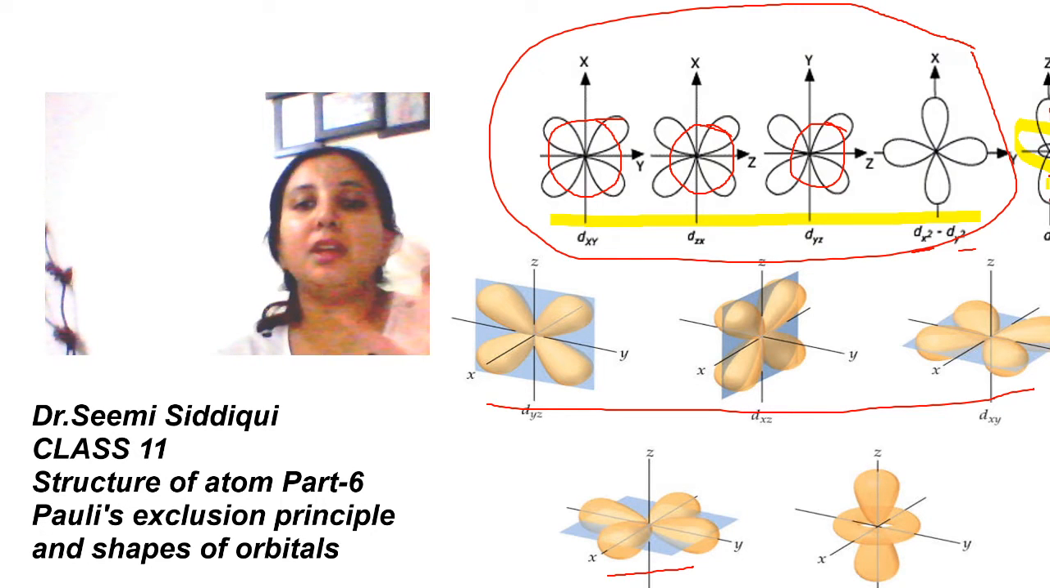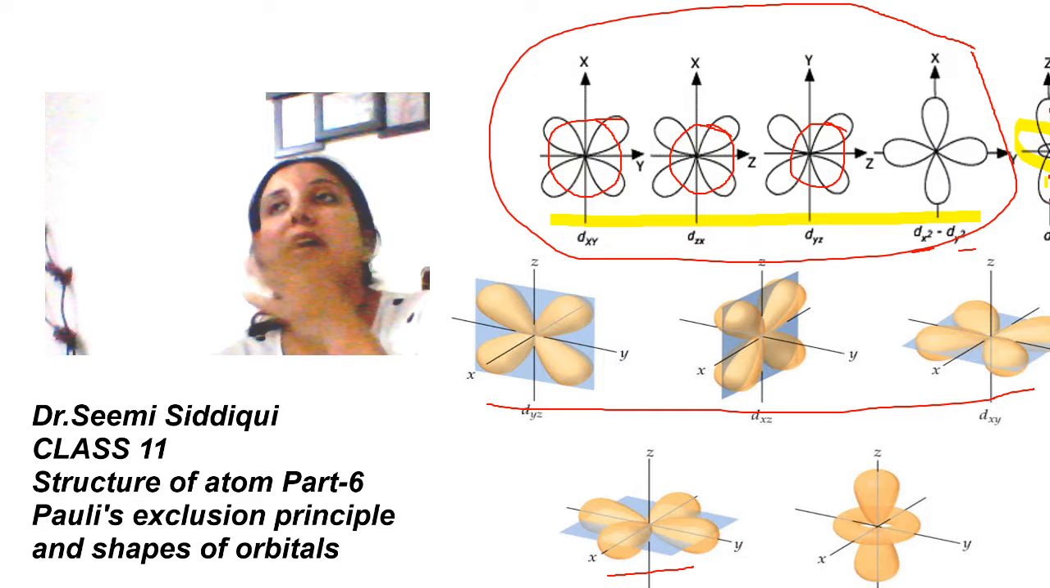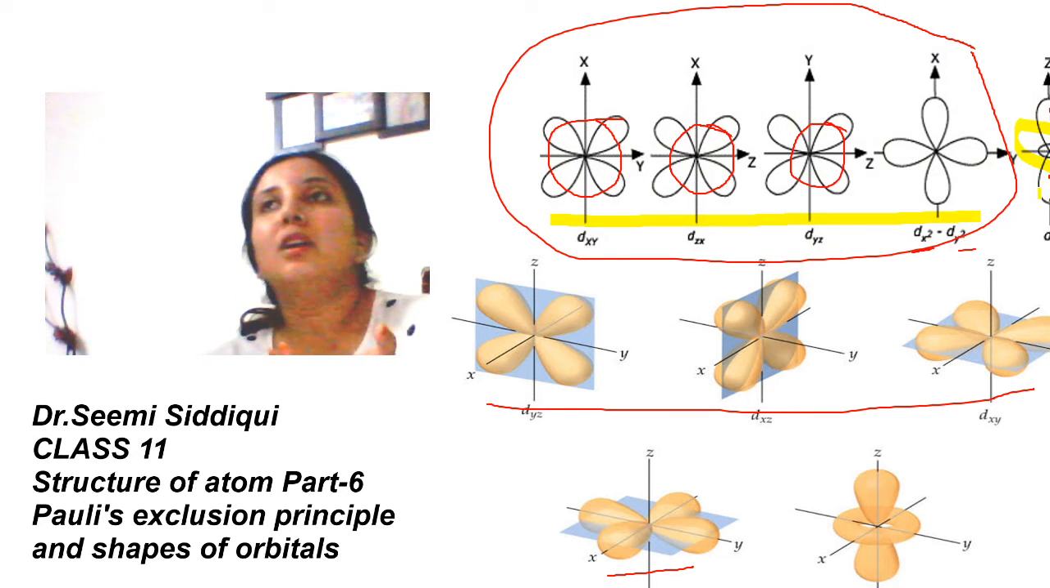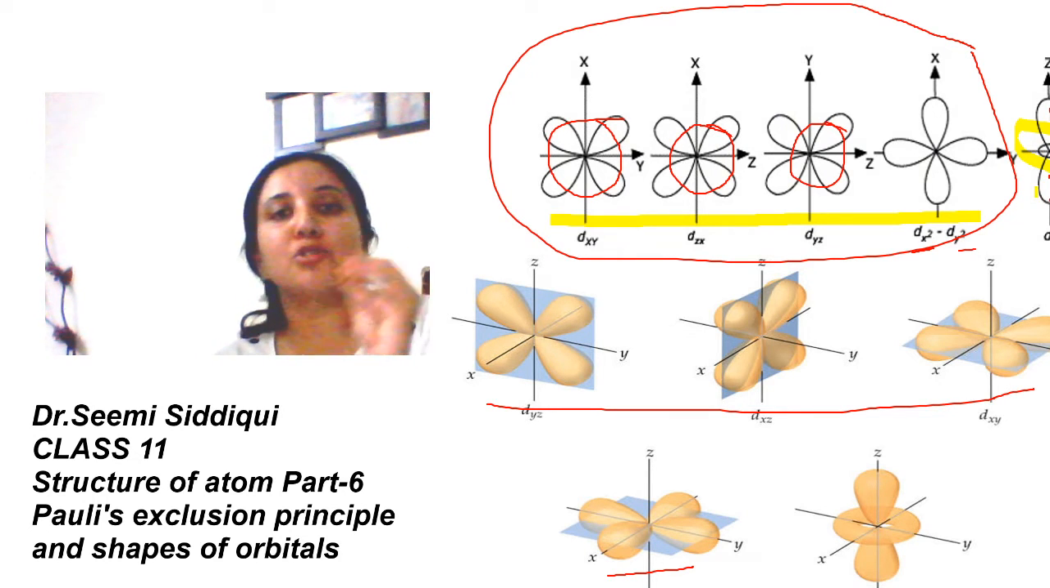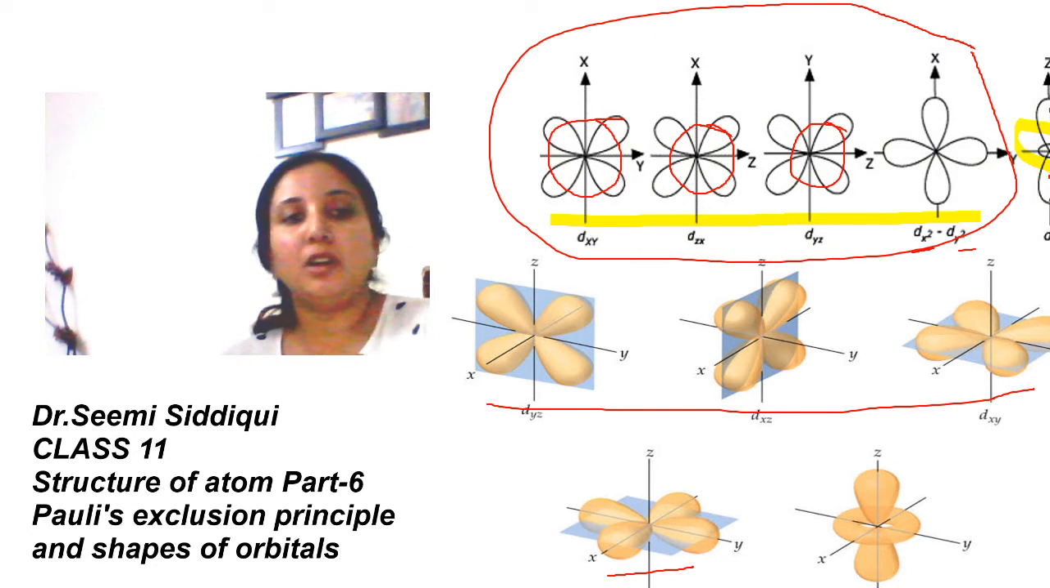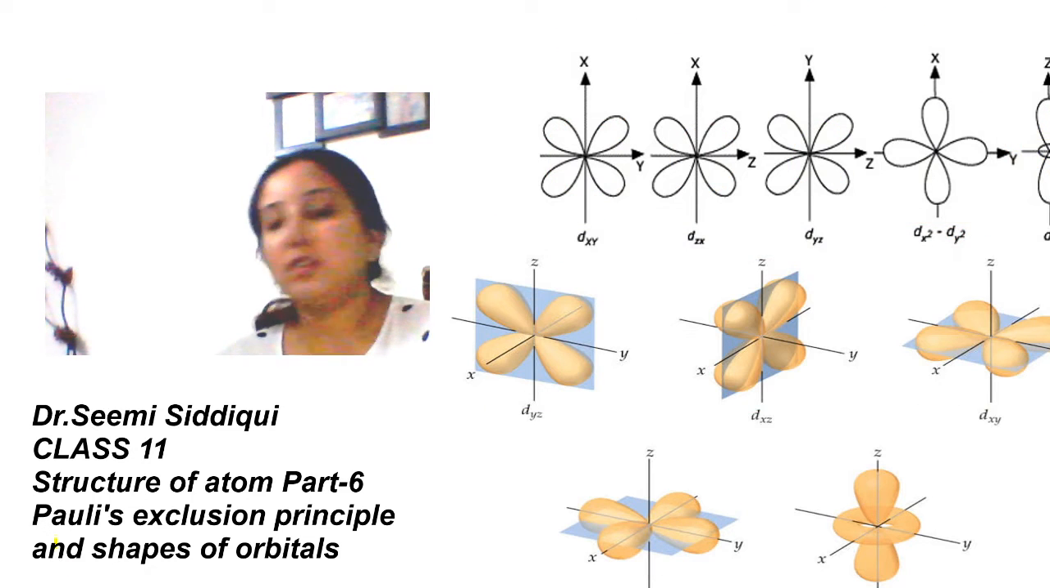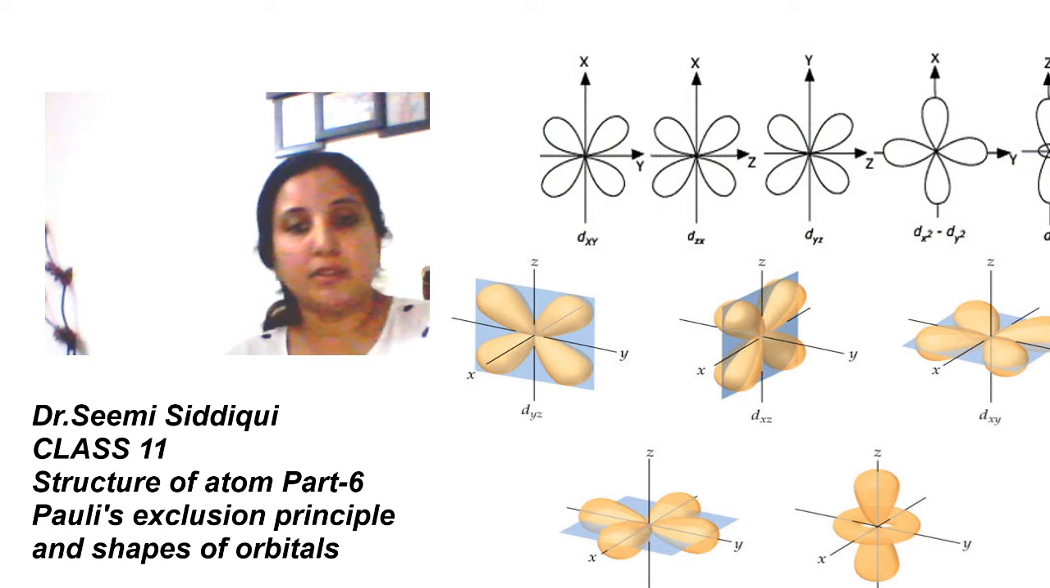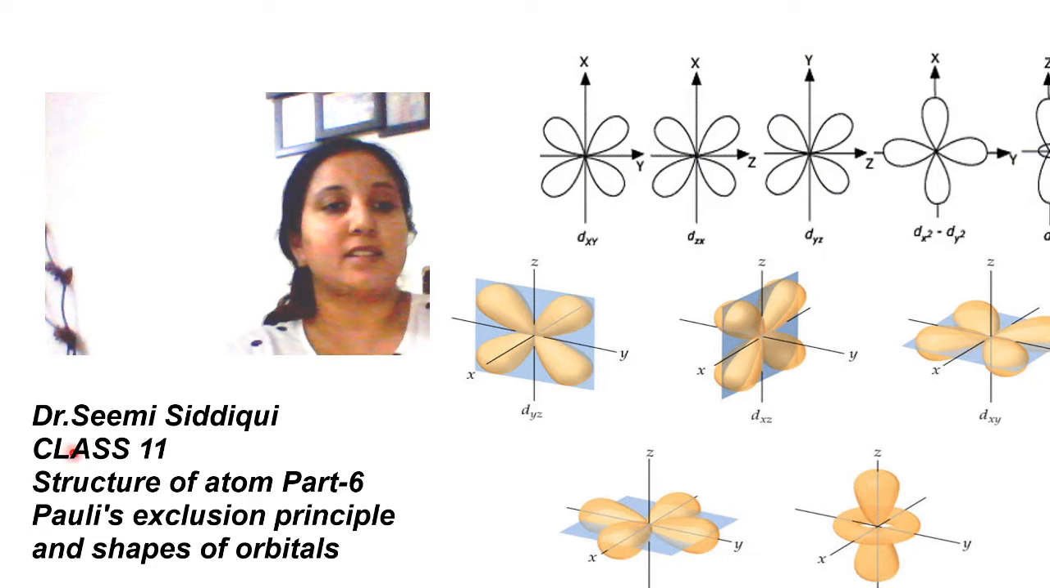Soother shape means a pacifier, or in the local language, the nipple or chusni that we give to small children with honey. So it is a soother shape only. So this is about the shape of the d orbitals.